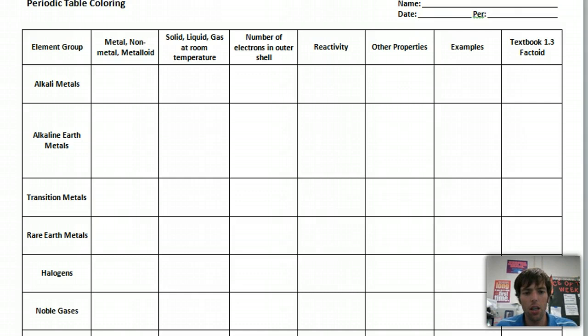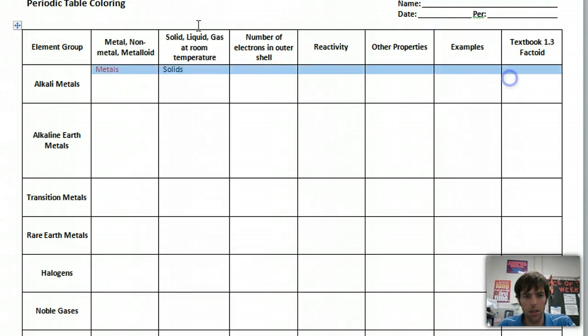Okay, here we go. So it looks like the first group we're going to learn about on the periodic table are the alkali metals. So let's go ahead and we'll fill in our information going across, and then we're going to color those alkali metals in the periodic table. All right, alkali metals. First, as the name implies, they are indeed metals. And because they are metals, yes, they are solids at room temperature. It's going to make all this text the same color.